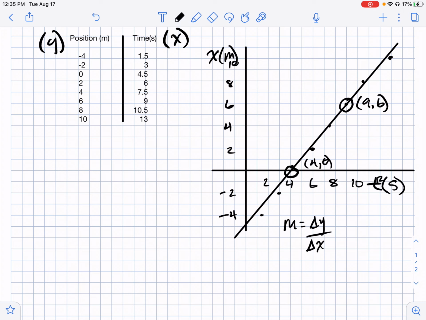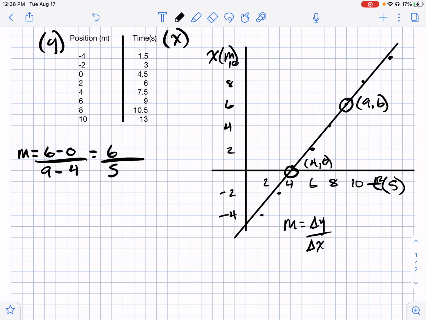So now we have some points on our best fit line, so we can start to solve for the slope. Our equation, we'll do y2 minus y1. That's going to be 6 minus 0 all over our x2 minus x1. For that one, it would be 9 minus 4. So it gives me 6 on the top, 5 on the bottom.